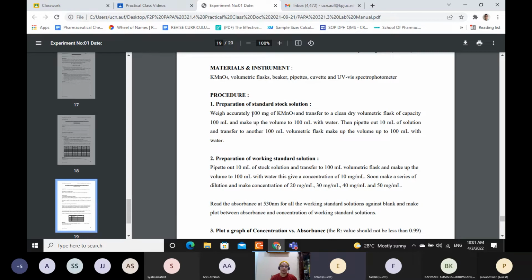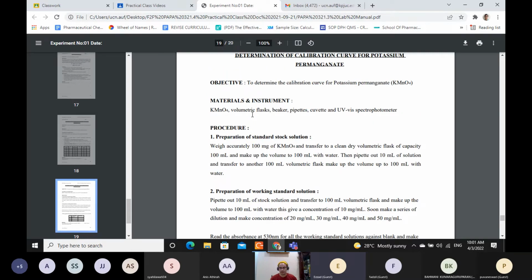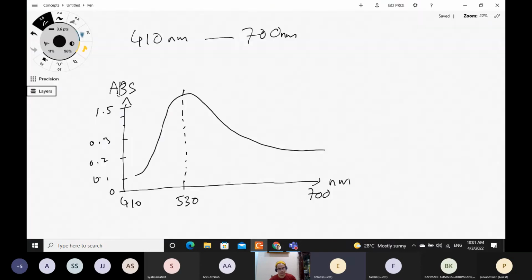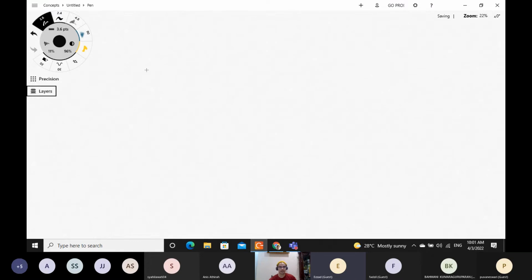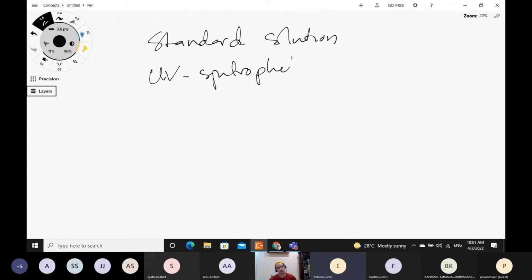Why do we need to determine the calibration curve? This is to make sure that our solution and our instrument are working as they should. If we want to test our standard solution and our UV spectrophotometer, why do we need to determine the calibration curve and what is the calibration curve?